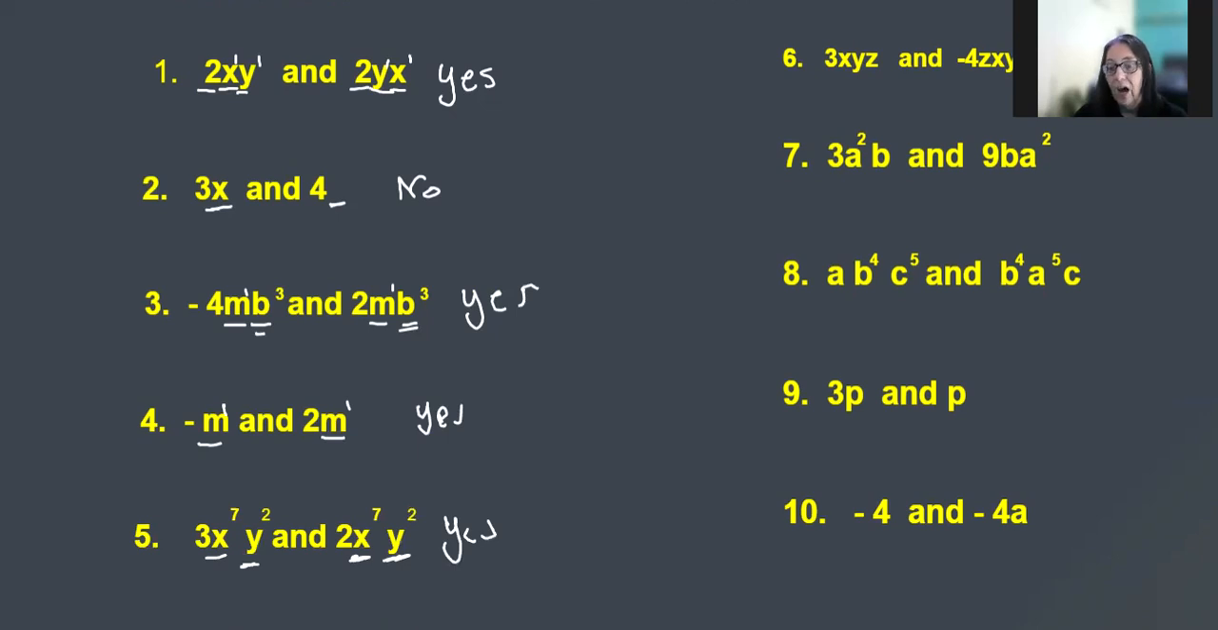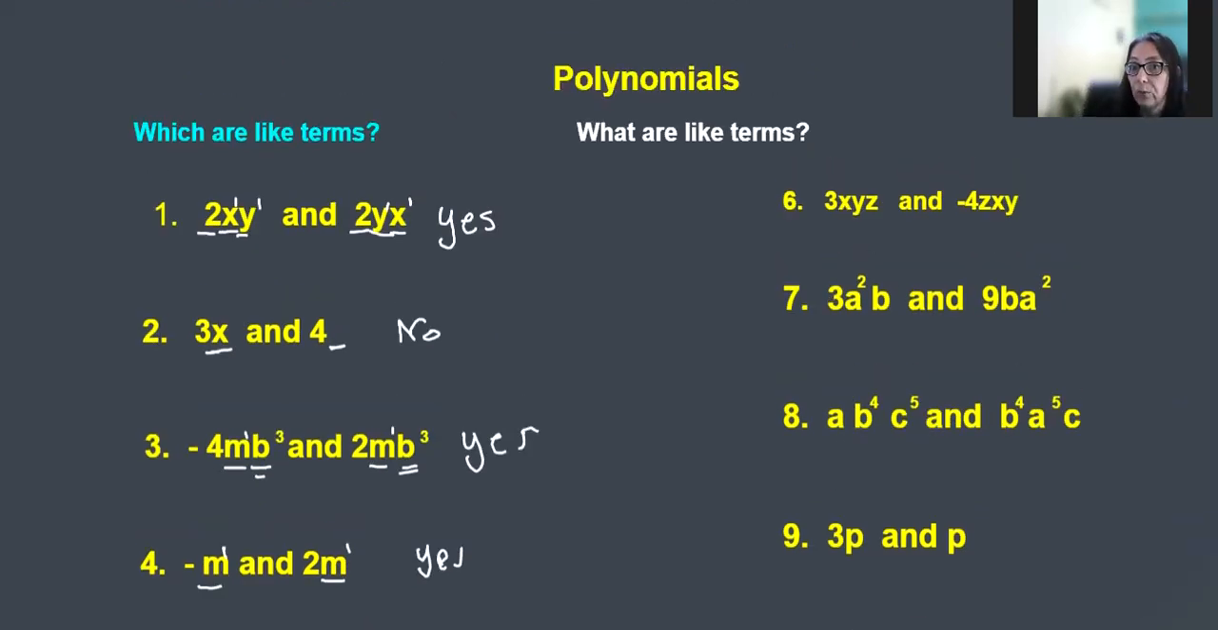All right, now we're going to add an extra variable or two to them and see if we can figure out which are like terms. So number 6, they both have an x, they both have a y, and they both have a z, and they're all to the first. So yes, these are like terms. Now you see the order of the letters is not the same for both of them, but that doesn't matter. They just have to have the same letter, and that letter has to have the same exponent.